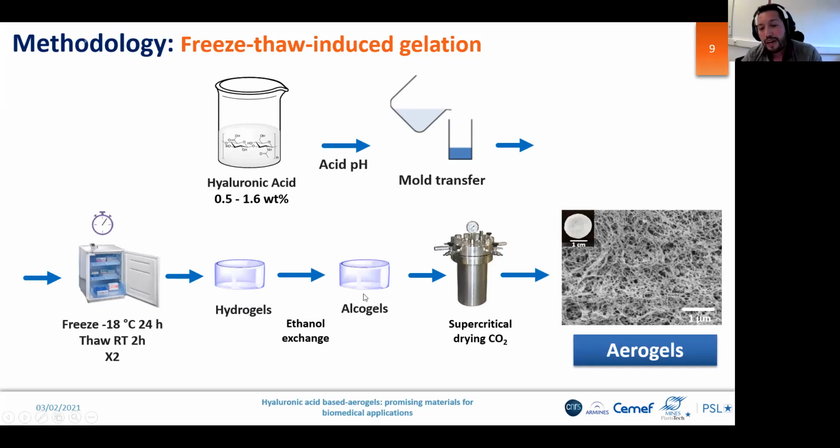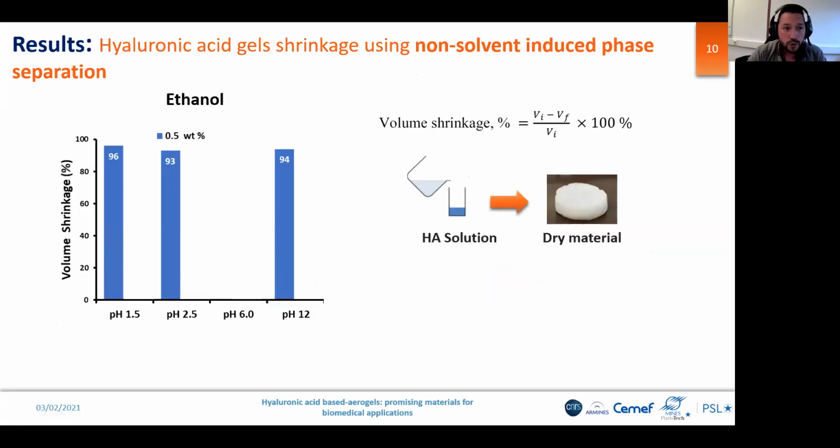Then we have to replace the water inside of the hydrogels with alcohols. With the ethanol inside, this is going to be soluble in the CO2, so we are going to be able to remove the solvent and get dry materials. So let's go to analyze the results of the project.